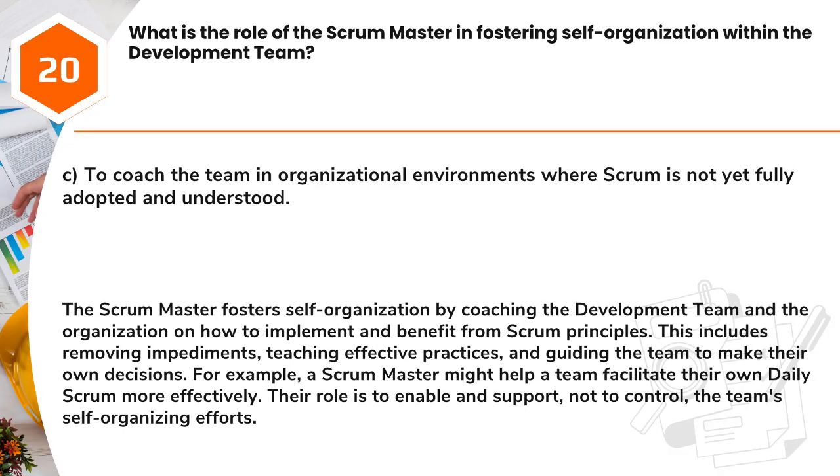Answer: C. To coach the team in organizational environments where Scrum is not yet fully adopted and understood. The Scrum Master fosters self-organization by coaching the development team and the organization on how to implement and benefit from Scrum principles. This includes removing impediments, teaching effective practices, and guiding the team to make their own decisions. For example, a Scrum Master might help a team facilitate their own daily Scrum more effectively. Their role is to enable and support, not to control, the team's self-organizing efforts.